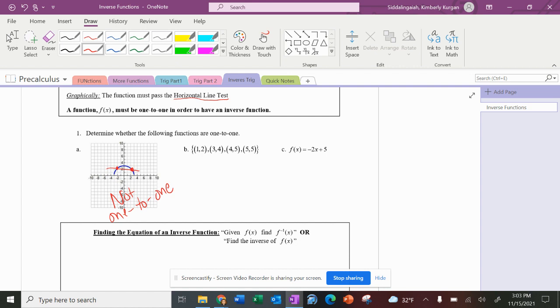Okay, so how to spot this horizontal line test? Well, remember for a function, every x had to be unique. So it looks like every x is unique here. But for it to pass the horizontal line test, we also need every y to be different. And if you notice right here, the 5s are the same. So we would say that this is not one-to-one.